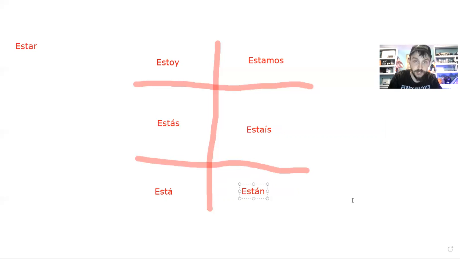See, here's all your conjugations. Yo estoy, tú estás, él está, ella está, usted está, nosotros estamos, nosotras estamos, vosotros estáis, vosotras estáis, ellos están, ellas están, y ustedes están.